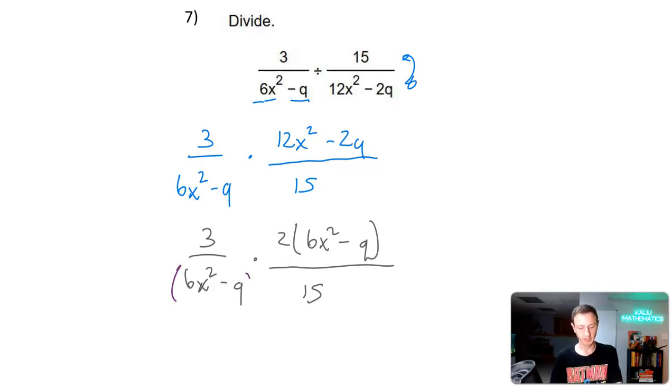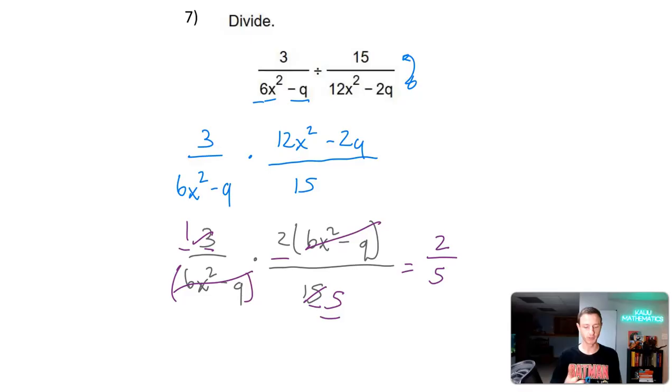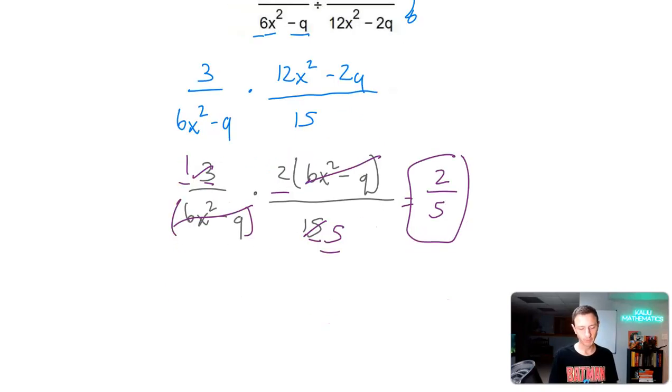That means 6x squared minus q and 6x squared minus q are going to cancel out. 3 over 15: 3 goes into 3 once, and 3 goes into 15 five times. So after all of that, I'm left with 2 over 5, because I just have this 2 on the top. 2 times 1 is 2, and I have this 5 on the bottom still. I have nothing else to multiply that with, so I'll just have 2 over 5 as my answer. Cool problem there. I like that one.